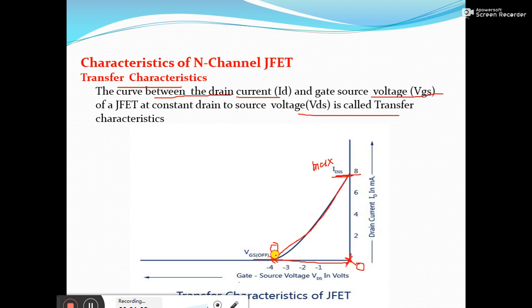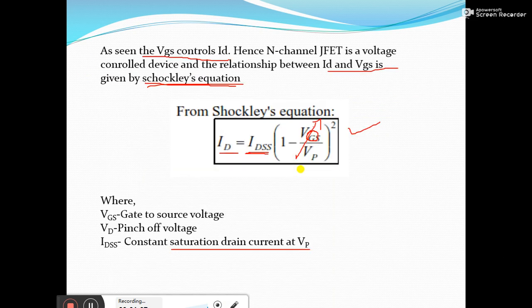Next, if you substitute VGS equal to VGS off, let's see what happens. Remember, VP and VGS off will both be one and the same in magnitude. This equation is written considering the magnitudes only, not the polarities. So since VGS is equal to VGS off and VP also will be equal to VGS off only, these two terms will get cancelled.